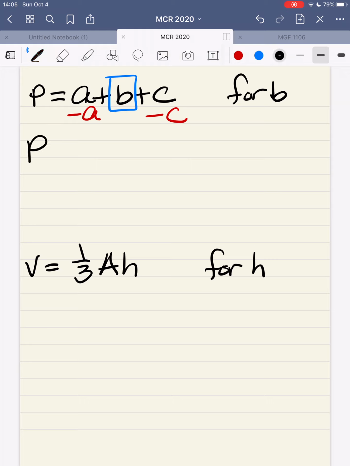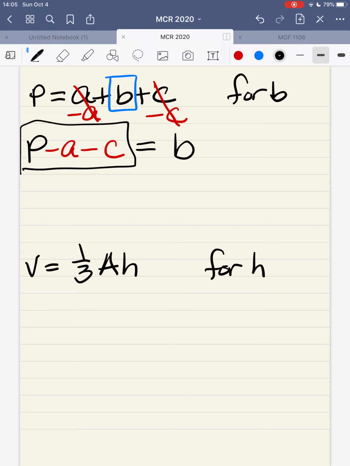So I have a P. I subtracted A to the other side, so those canceled. I subtracted C to the other side, those canceled, and that left me with my B by itself. I can't do anything with this, so I am done. Do not try to combine P and A and C. And A and C could even be reversed. So you can even have P minus C minus A. It doesn't matter as long as these and their signs match.